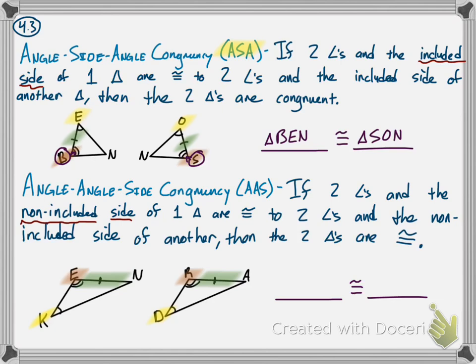So here we could write our congruent statement starting out with KEN, and K and D, they will match up. E and R, and N and A. So triangle KEN is congruent to triangle DRA. So those are our 4 shortcuts to triangle congruency.